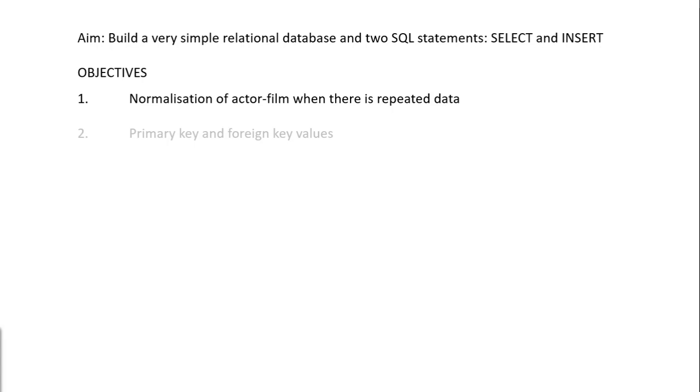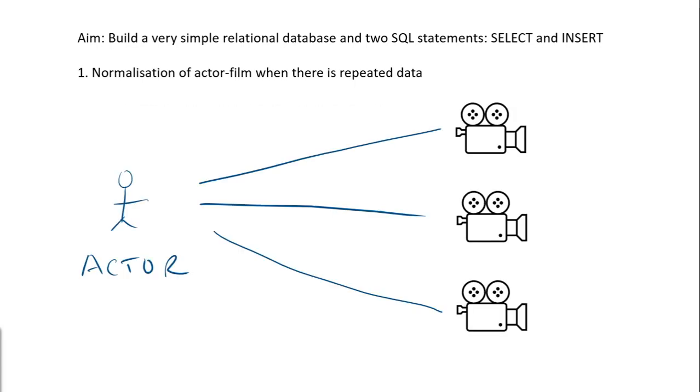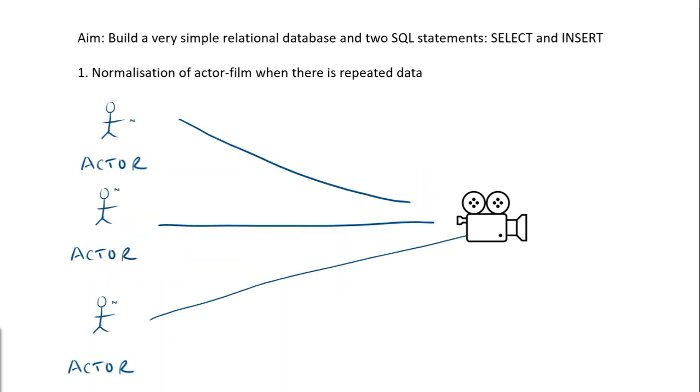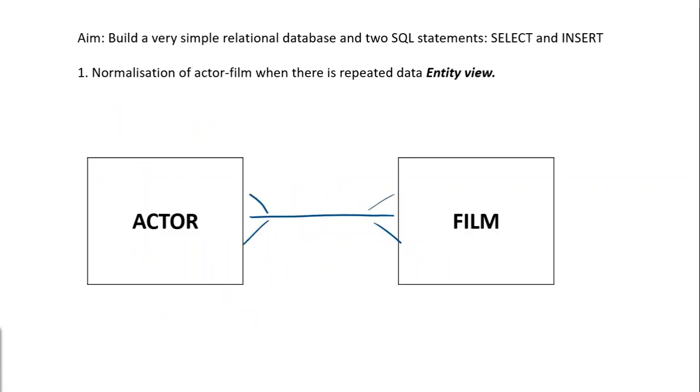First, there will be a quick recap of what was covered in the previous video, where the relationship was normalized between two entities, an actor and a film, to avoid repeating data. An actor can appear in several films. A film can contain several actors, creating a many-to-many relationship between film and actor.